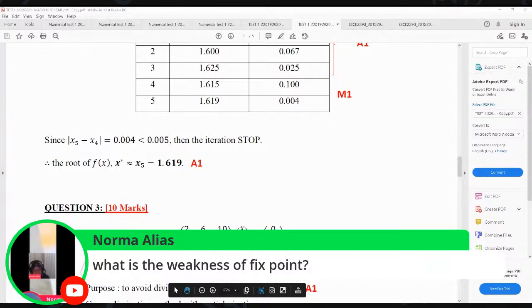What are the weaknesses? The first is you need to find G, modifying the function f(x), and find G prime of x. Second, you need to make sure that G prime is between -1 and 1. Then you iterate using the fixed point iterative method. So this is the second question.